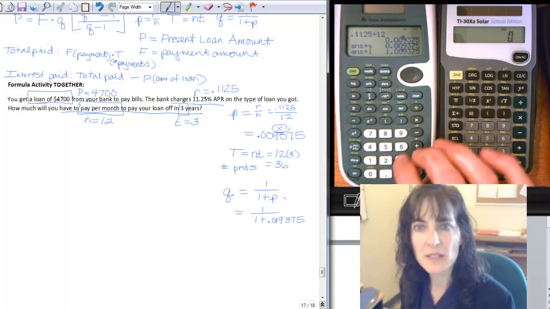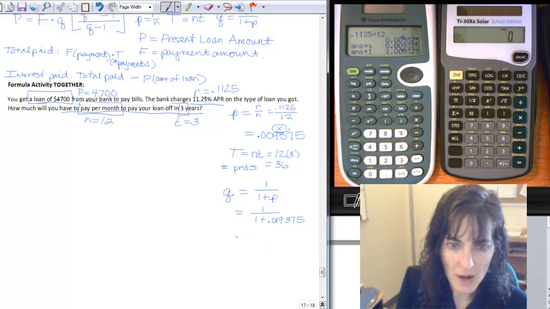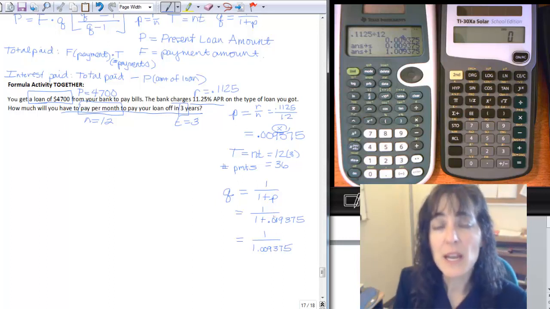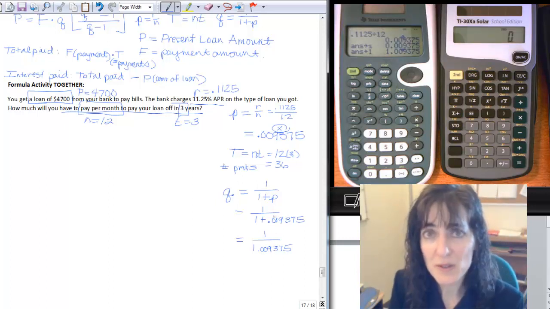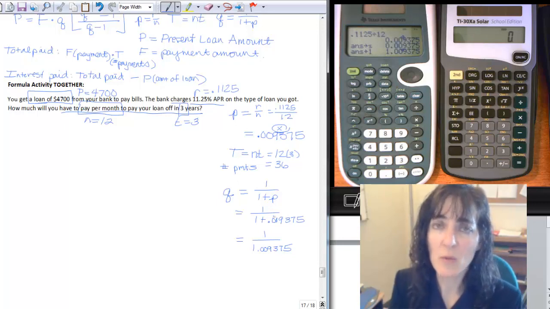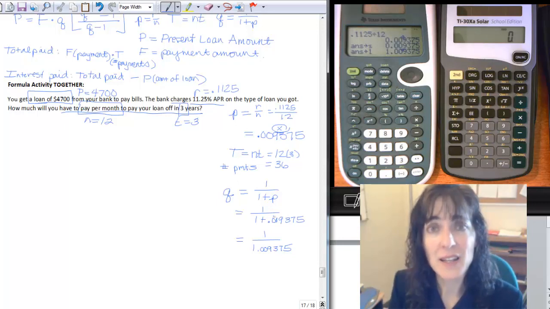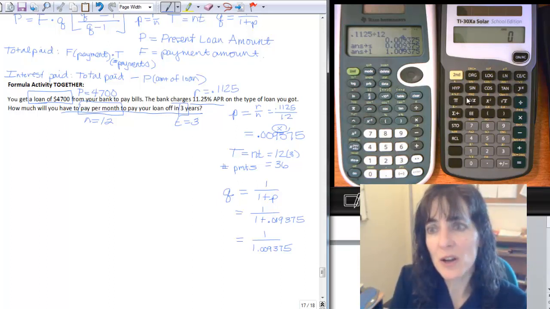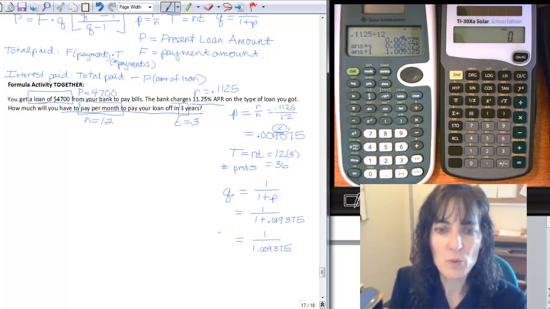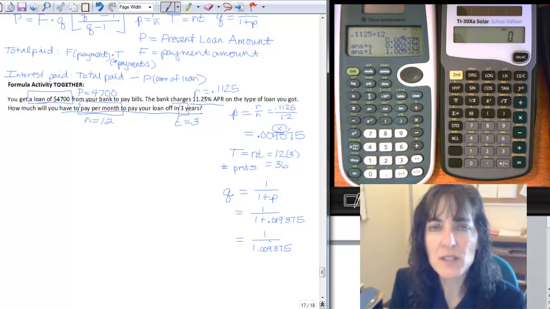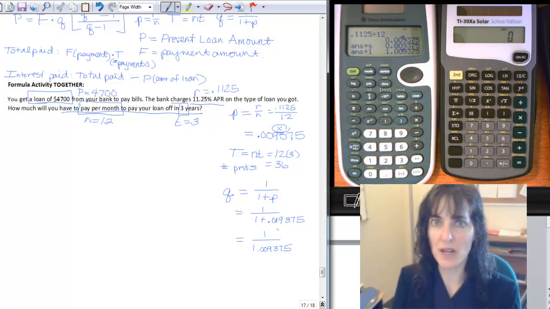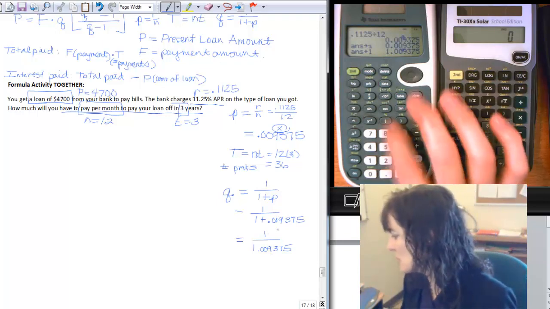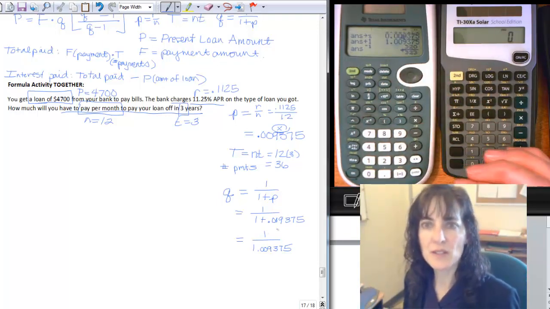And that gives me that denominator, and so I have 1 divided by 1.009375. Now remember what that inverse button is for? It does 1 divided by whatever is sitting on your calculator. And this is the perfect time for us to use that. So this little inverse button right here, those are the ones I want to use next because I have the denominator and I just want to do 1 divided by it. Perfect opportunity. Let's use the inverse button on that answer.